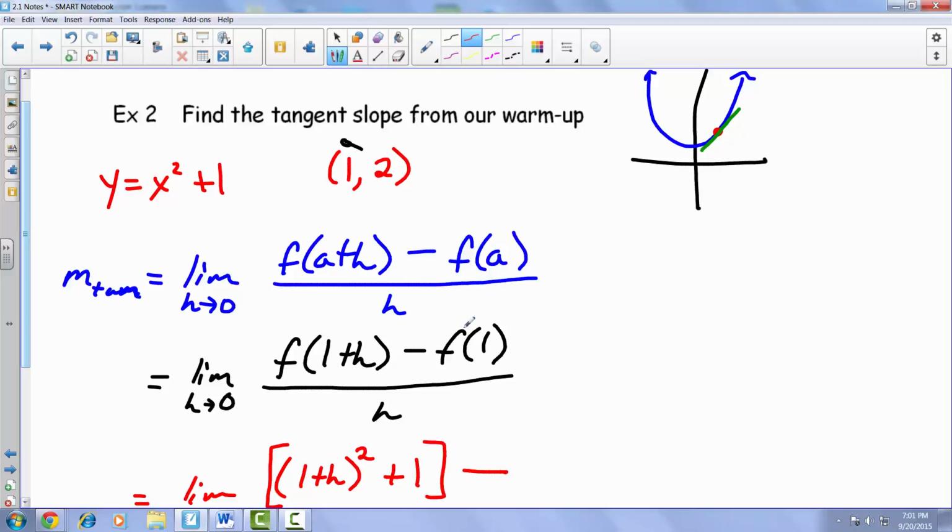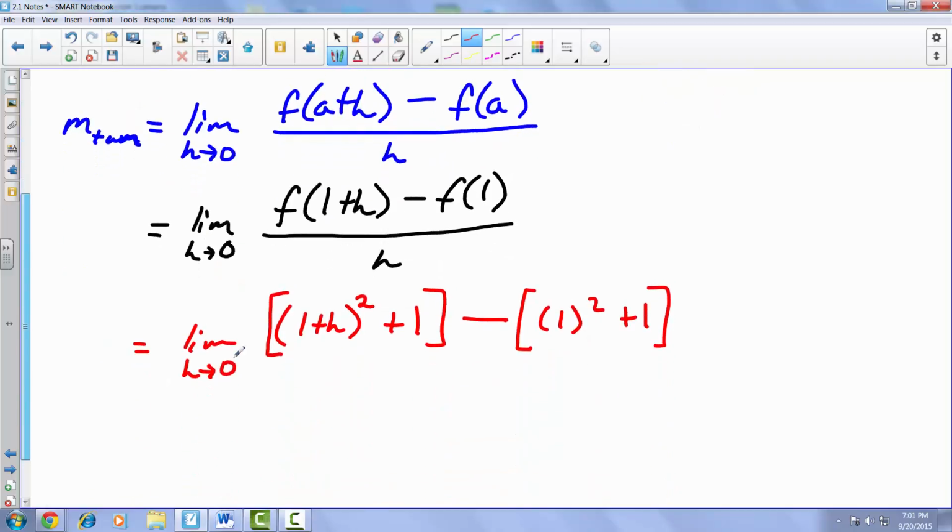Minus our f of 1. So going ahead and throwing 1 into this function. When we do that, we have 1 squared plus 1. And on the bottom, we still have this all over h. So again, we were just taking these values, throwing them into the function.